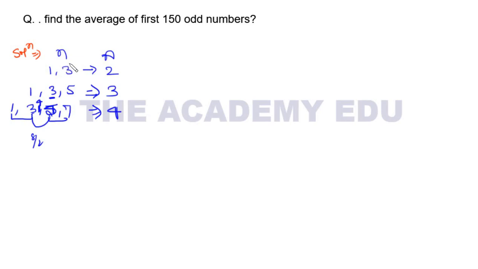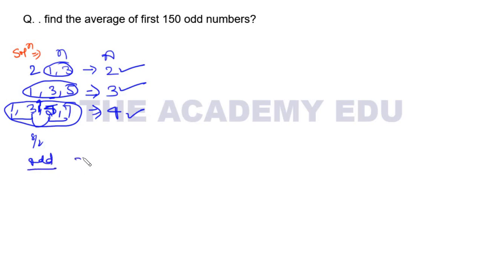Now see, when the number is 2, average is 2. When the number is 3, average is 3. When the number is 4, average is 4. Means in the case of odd numbers, the total numbers is equal to the average, right? So here the question is asking to find the average of the first 150 odd numbers.